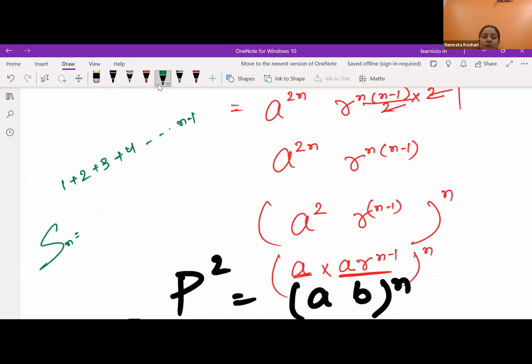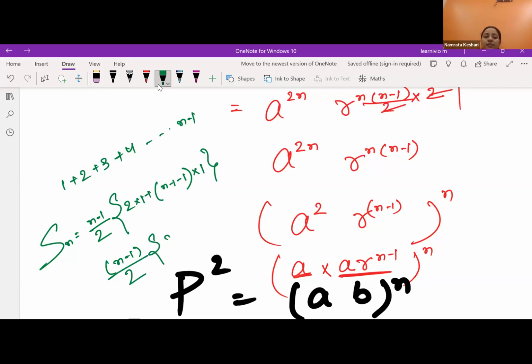And Sn will be n by 2, your n is this one, 2a plus n minus 1 into d. What are you going to get? Outside it's n minus 1 by 2, and here you have 2 plus n minus 2. Can you see? Same thing, you got n into n minus 1 by 2. Directly you got the formula which we have written in the power. I am talking about this.